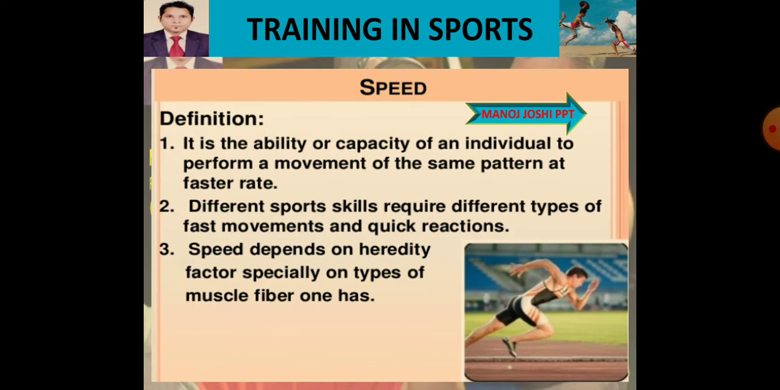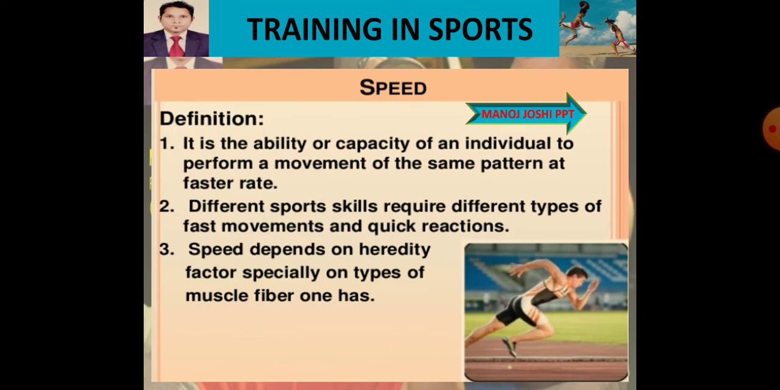Thesis and Skinner define speed: speed is the performance prerequisite to do motor actions under given conditions. The conditions are movement task, external factors and individual prerequisites, in minimum amount of time. Speed is the capacity of an individual to perform successive movement of the same pattern at a faster rate.